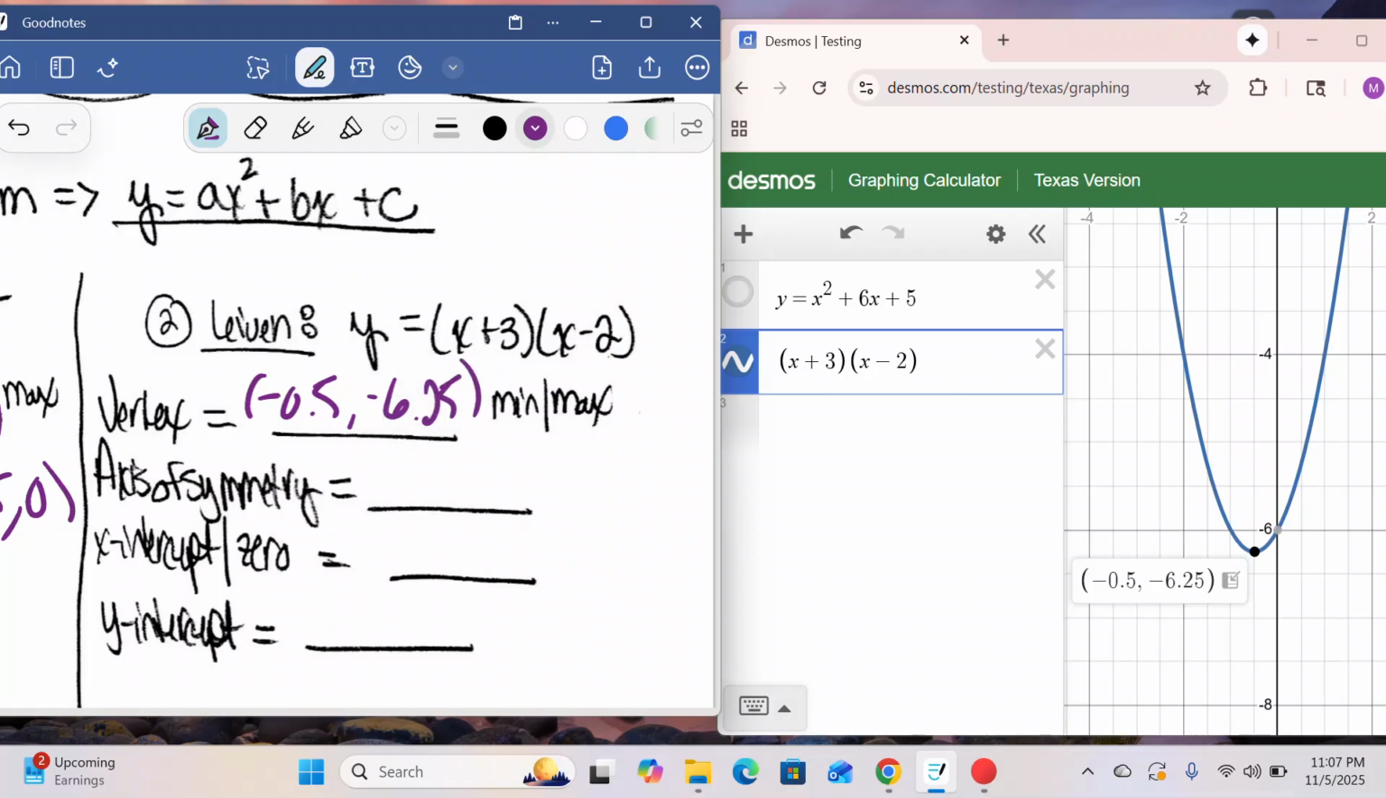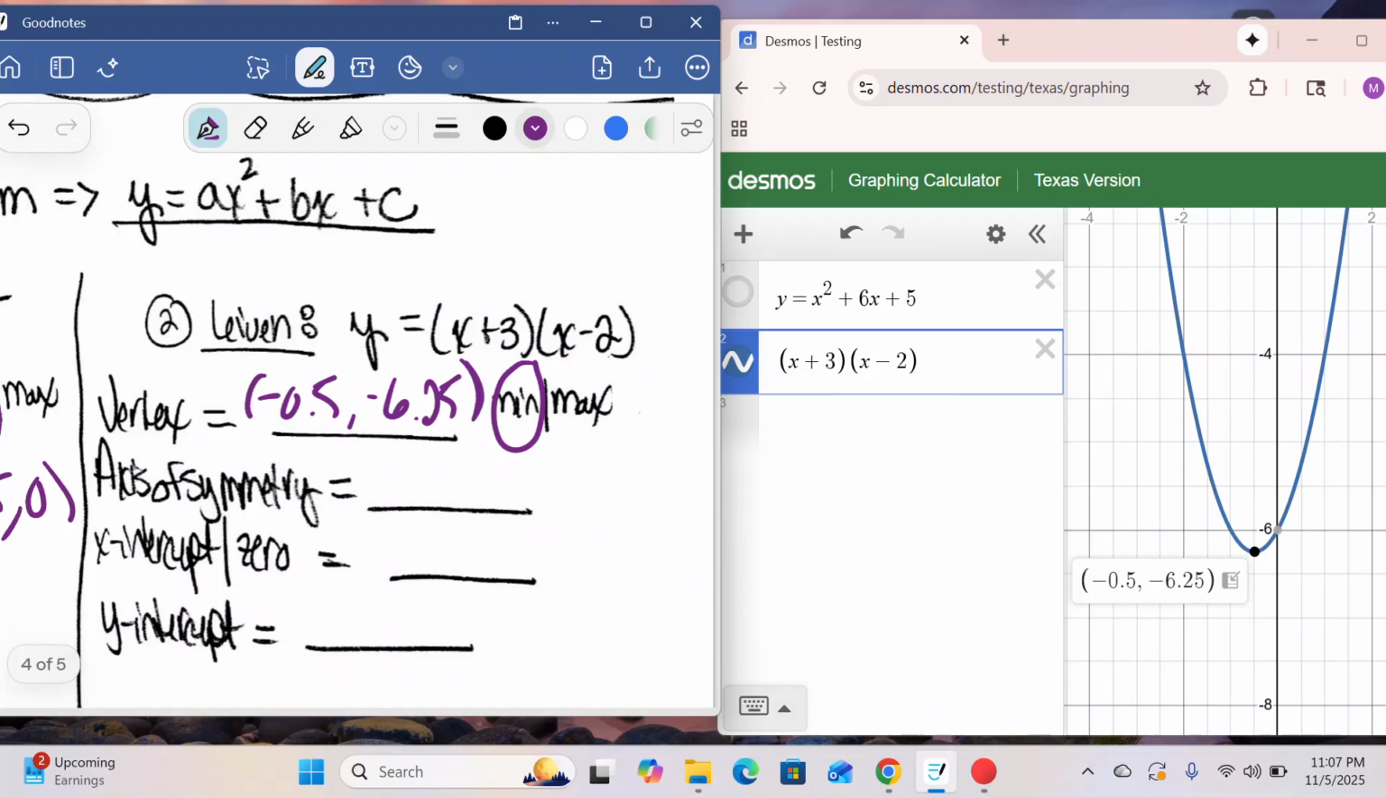Now, question, is this a minimum or a maximum? It is a minimum. Why? Because it's at the bottom of the U shape. It's not a mountain. It's at the very bottom. You think of the floor, and that's the minimum.